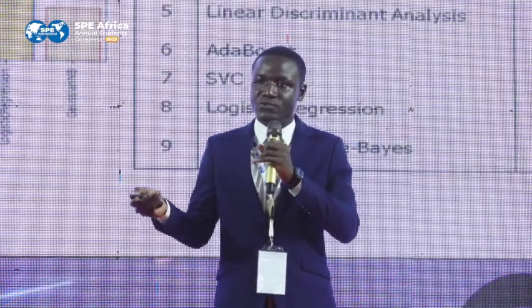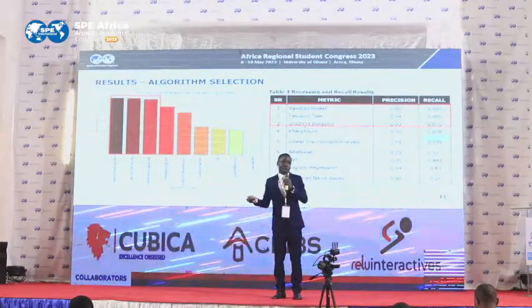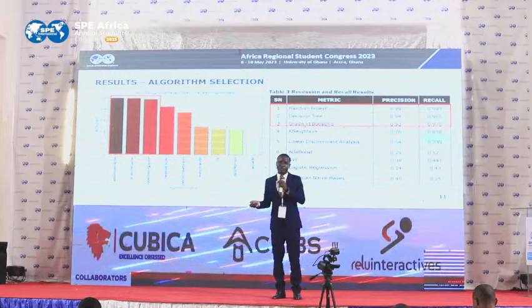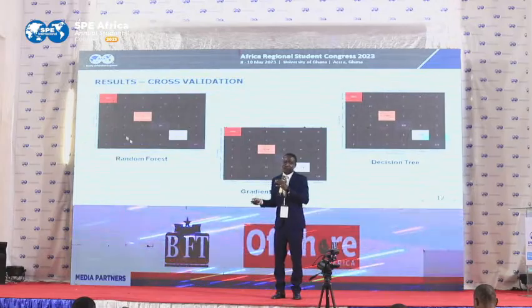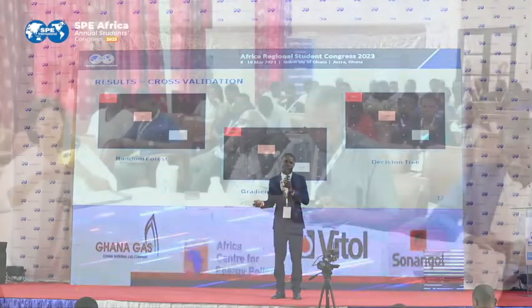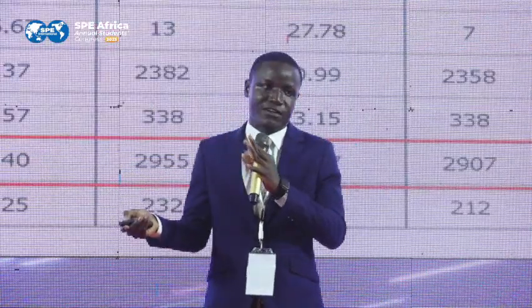The next one that we did was with regard to the selection of the algorithms. We decided to investigate 9 different algorithms and arrange them based on their accuracy. We selected 3 of the best algorithms, which included the random forest, decision tree, and then the gradient boosting. These 3, in order to QC them, went through cross-validation. And these ones were still able to predict the different lithologies, especially the sandstone, since that was where the reservoir was.